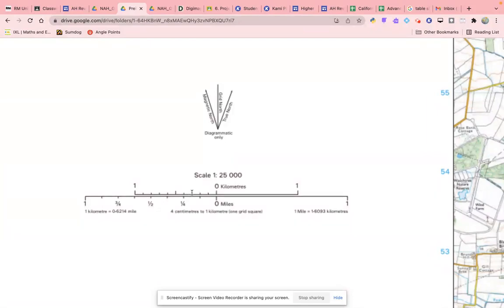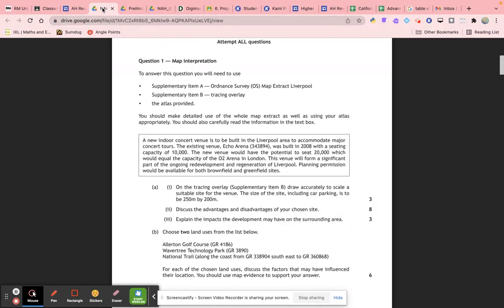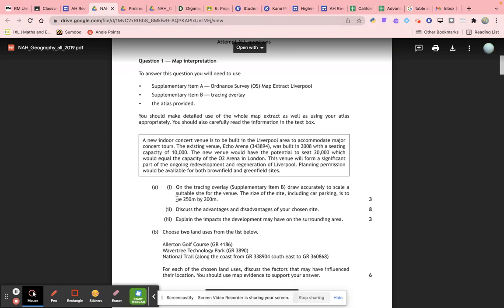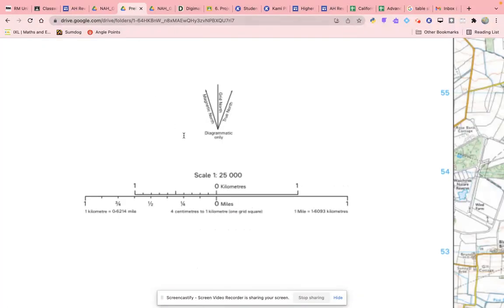Okay. And I find this little part of the scale really useful because each of these little dashes represents 100 meters. Now, if we think about this question for a second, this was 200 by 250. So the size of the shape that we're drawing should have one side this long, it should be a rectangle, and the other side should be this long because that's 300 meters. So it's a fairly small shape that we're going to be drawing on our map.